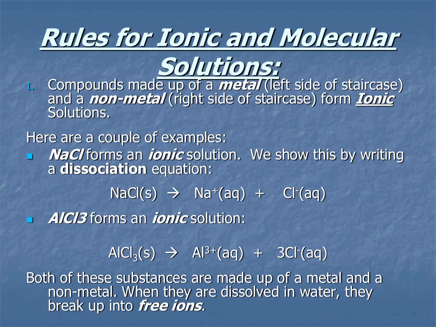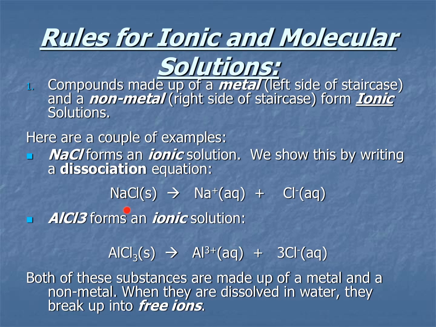So, rules for ionic and molecular solutions. 1. Compounds that are made of a metal, something from the left side of the staircase, and a nonmetal, something from the right side of the staircase, form ionic solutions. Here are a couple of examples. NaCl forms an ionic solution, where we have NaCl dissociating into Na+ and Cl-.